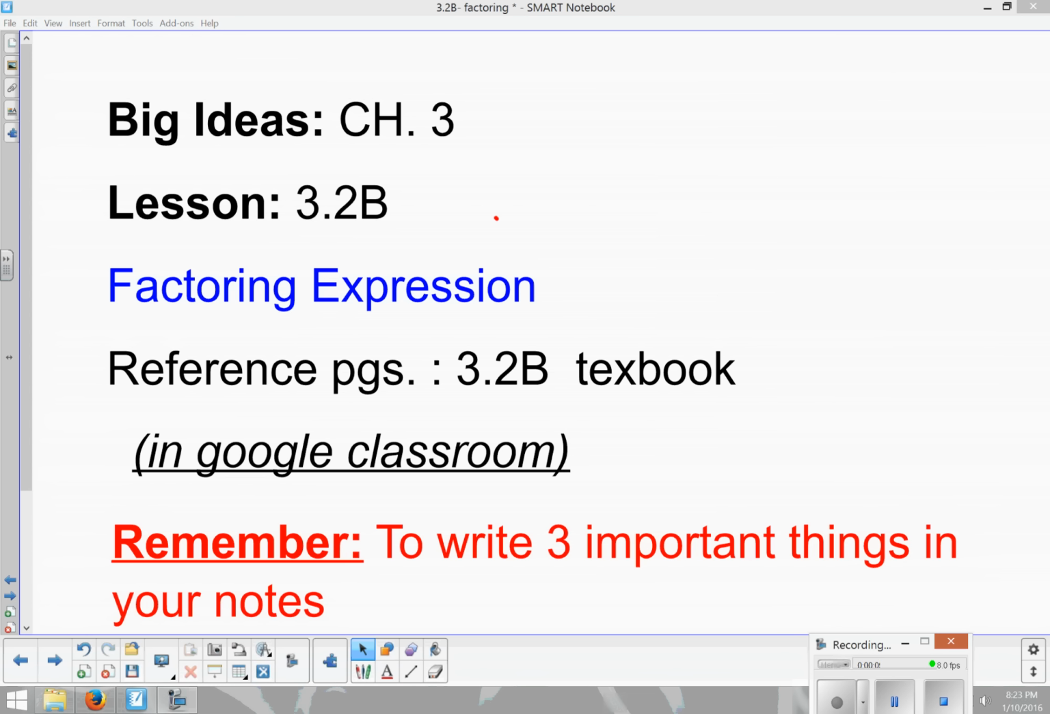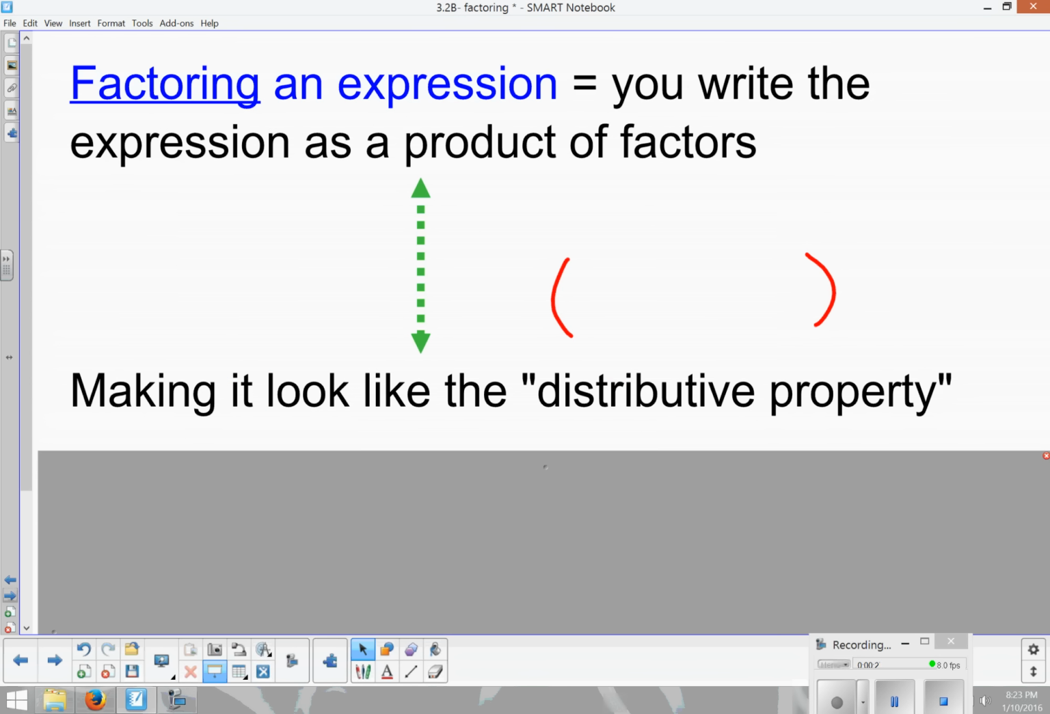We've already spoken about what an expression is, so today we're going to talk about what factoring is and how you factor an expression. Reference pages can be found in our Google Classroom titled 3.2b Textbook. Remember, you need to write down 3 important things in your notes for this video. Let's get started with our vocabulary.